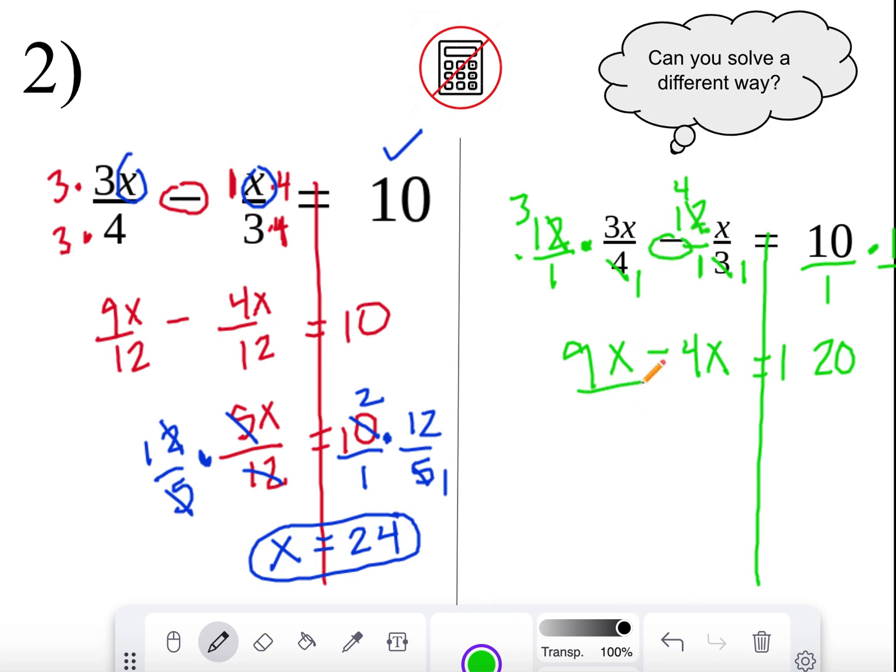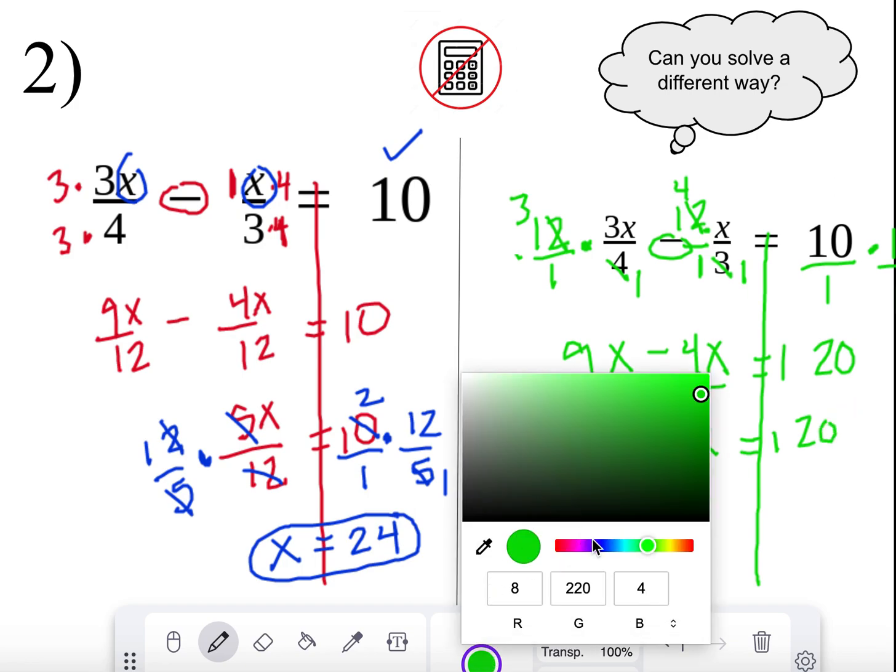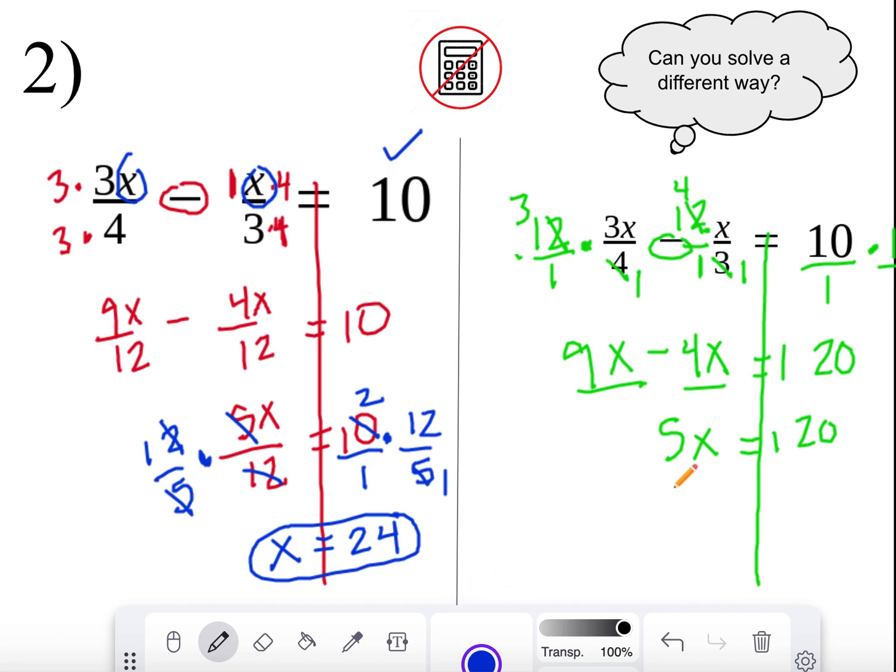Now, do you still see that these are like terms? So 9x's minus 4x's is 5x's equals 120. And now we end up with just one step left. I'm going to switch colors so you guys can see how I'm getting the same answer, dividing by 5. So I got x is equal to 120 divided by 5. Now, if you take your calculator, 120 is perfectly divisible by 5. It is exactly 24. So we end up with the same answer, two totally different ways.